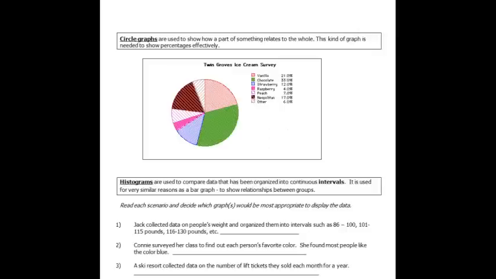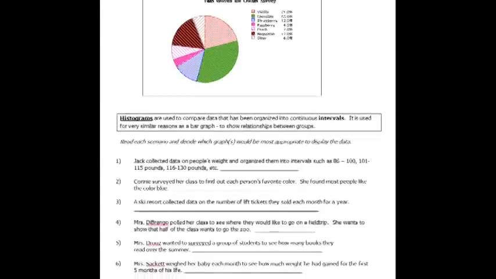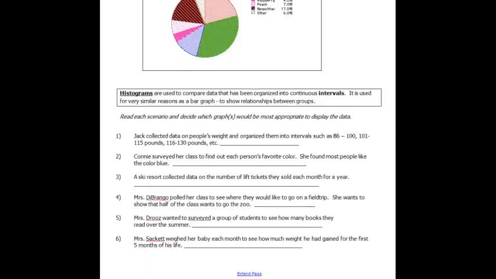Circle graphs are used to show how something relates to the whole. Histograms. Histograms show data that's been organized into intervals, and we're going to talk about creating those intervals later on. It's used very often for similar reasons as a bar graph between groups, but it's going to be a little bit different because of that interval component.